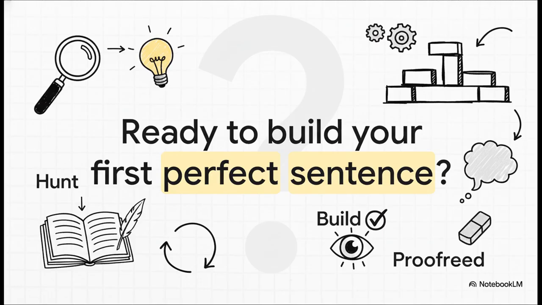And there you have it. That's really everything you need to know to master the Summarize Written Text task. You've got the blueprint, you've got the toolkit, and you've seen how to build a perfect answer. Just remember that simple process: hunt, build, and proofread. Now you have everything you need to go out there and practice with confidence. You're ready to build your first perfect sentence.